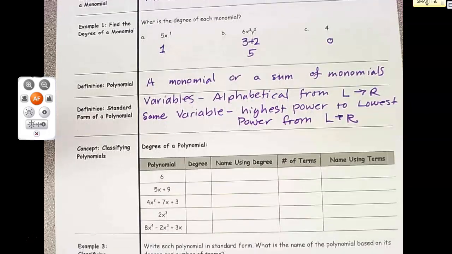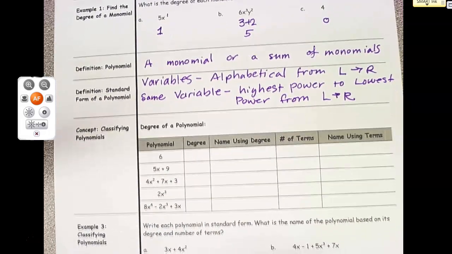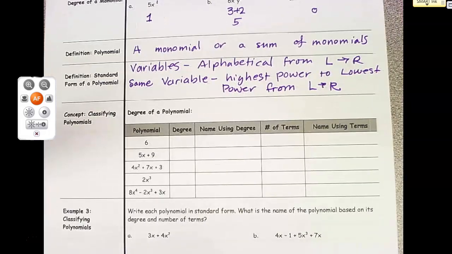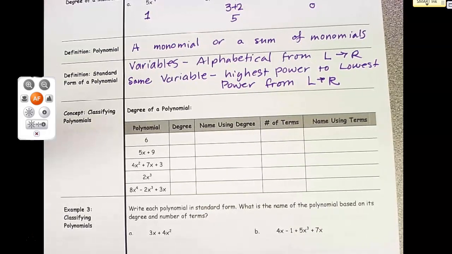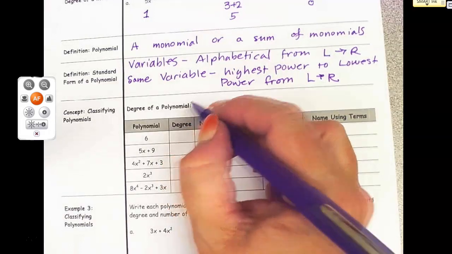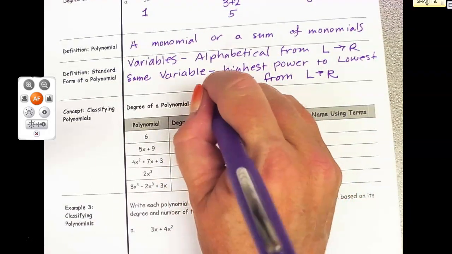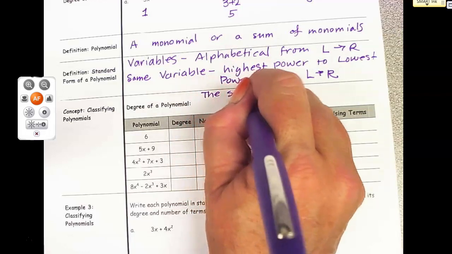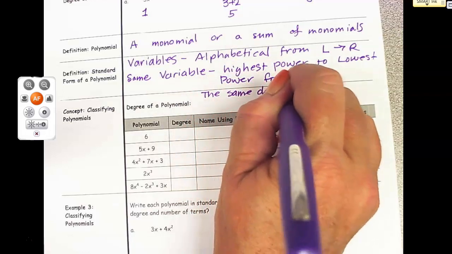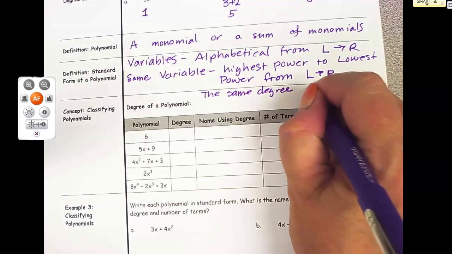So we're going to classify different polynomials based on the degree of the polynomial and the number of terms. So when I say the degree of the polynomial, I mean the same degree as the monomial with the greatest exponent.